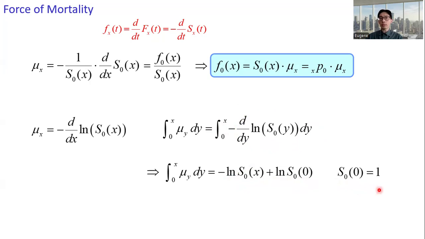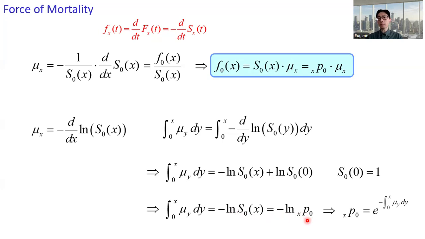So the natural log of 1 is 0. So the right-hand side only has the term, the negative of the natural log of S0 of x, and this is the negative of the natural log of xp0. Solving for xp0, we get the expression. Given the force of mortality mu x, we can get xp0, the survival probability of a newborn reaching age x.